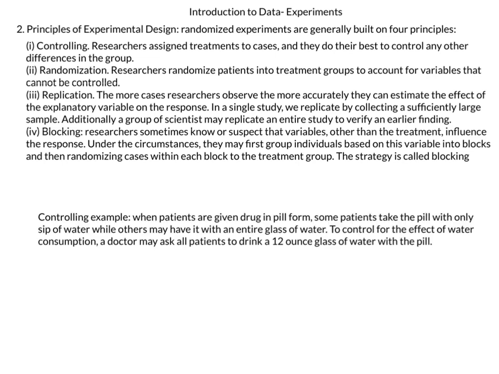An example of controlling is when patients are given a drug in pill form. Some patients take the pill with only a sip of water, while others may have it with an entire glass of water. So to control for the effect of water consumption, a doctor may ask all patients to drink a 12-ounce glass of water with the pill.